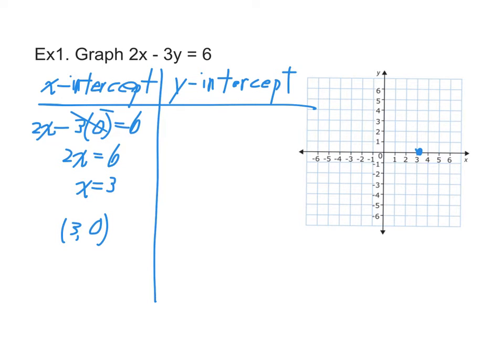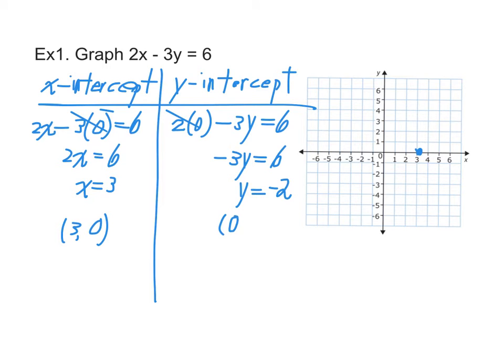Let's do the same thing for the y-intercept. In this case, I'm not going to go to the right or left at all. I'm just going to go straight up or down. So that means x is 0. 2 times 0 minus 3 times y equals 6. The 0 part goes away. And after dividing by -3, we get y equals -2. This is the y-intercept. Its ordered pair is 0 for the x-coordinate, -2 for the y-coordinate. Right there it is.